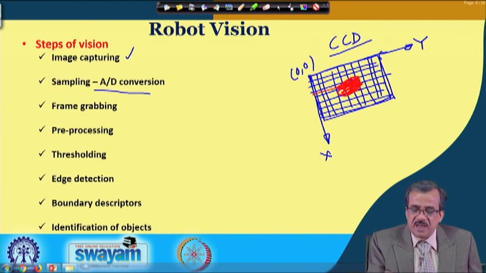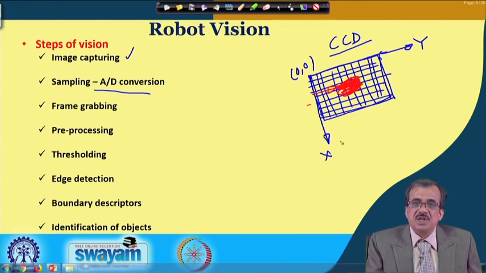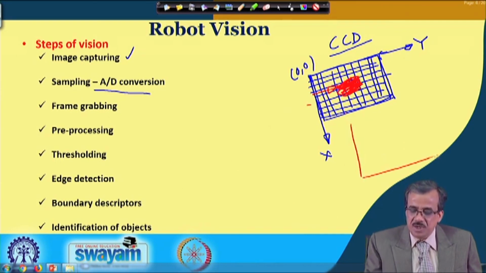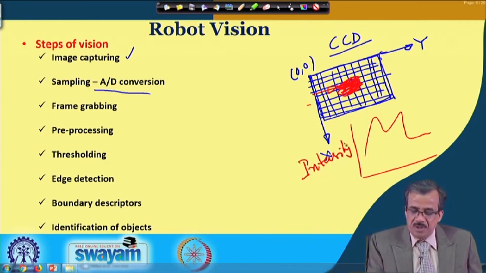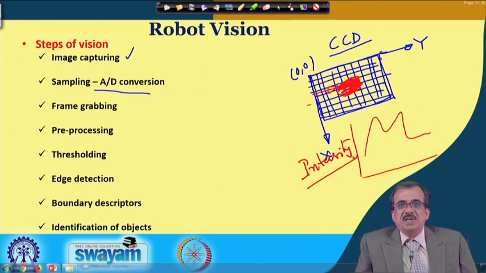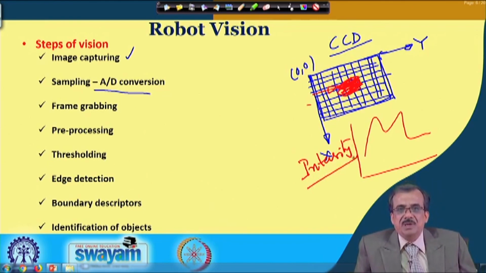So, I do the scanning along the y direction and the x direction. I will be getting some distribution of the light intensities. This is the light intensity value. Now, if it is the black object, the light intensity will be less, and if it is the white object, the light intensity will be more.